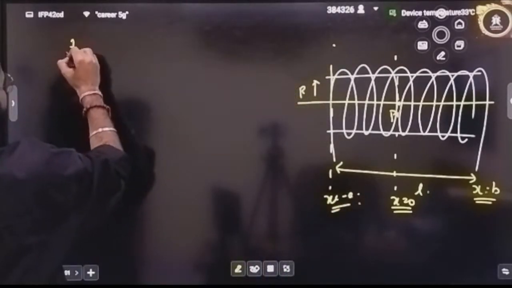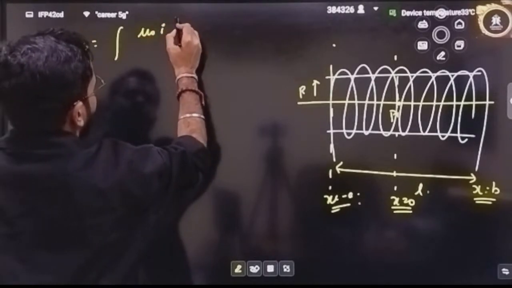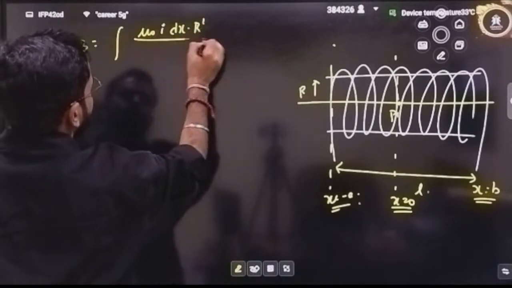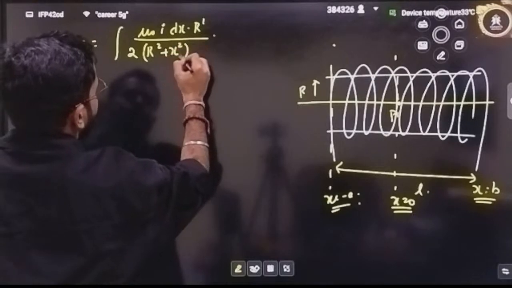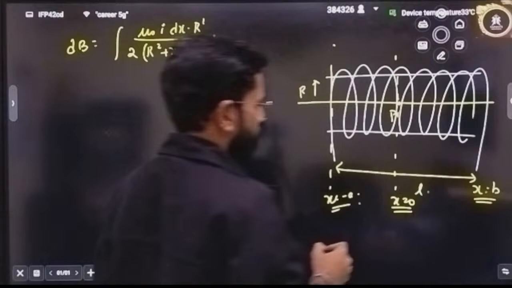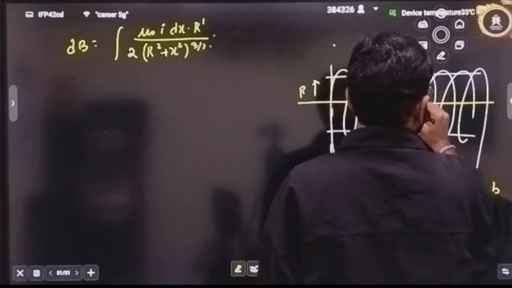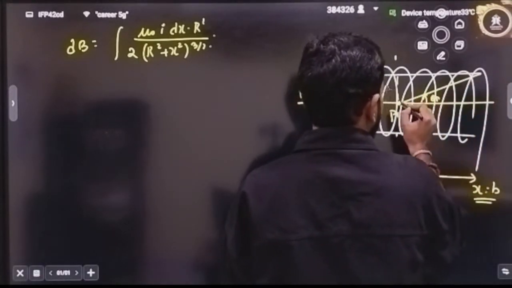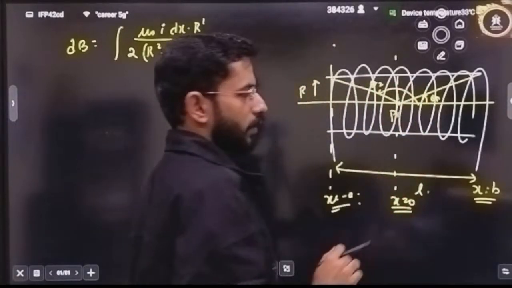And let's write the dB also, that what we have to integrate. Integration is for mu naught I, if I am wrong please correct me, mu naught I dx r square divided by 2 times (r square plus x square) to the power 3 by 2. Correct? What we have done, we have cut it out. And two more things I am naming here. If I am naming this as angle theta 2, theta 1, I have to integrate from theta 1, and I will be naming this angle as theta 2 from this point.